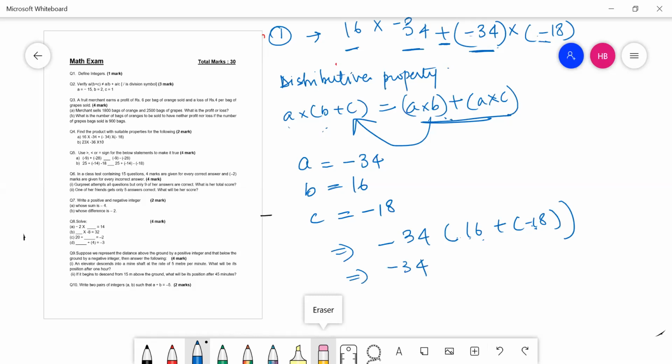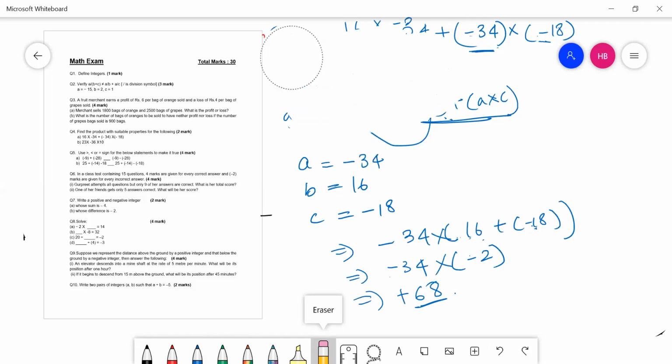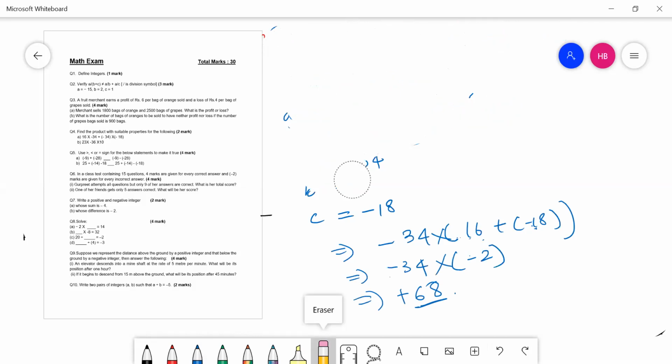So it will be minus 34 into minus 2, right? So 34 into 2 is 68, minus into minus is plus. So my answer will be plus 68. Understood? That's your answer, and you have to apply distributive property in this. Now let's go and see the second part. What property can we apply in the second part?